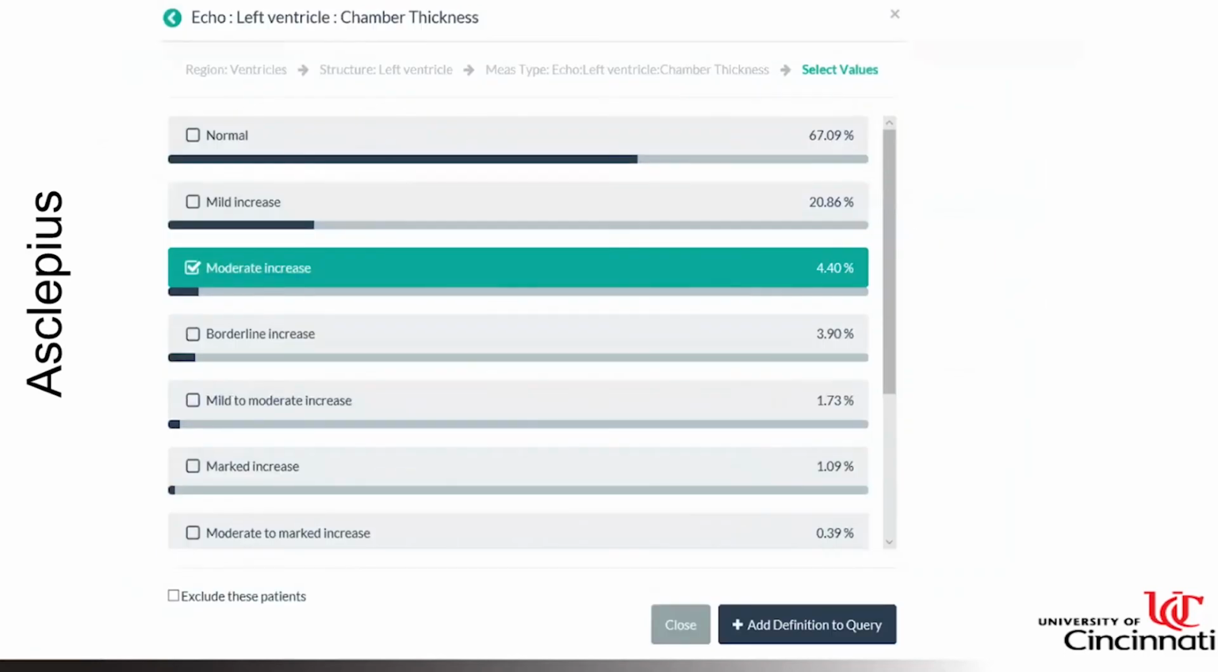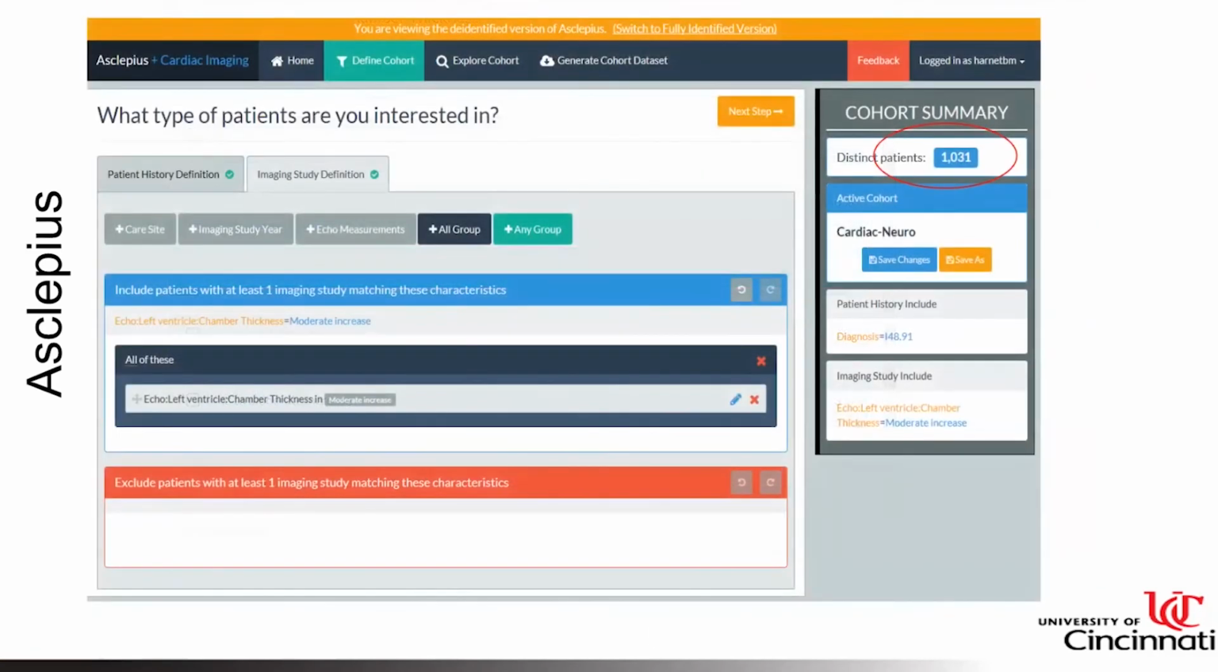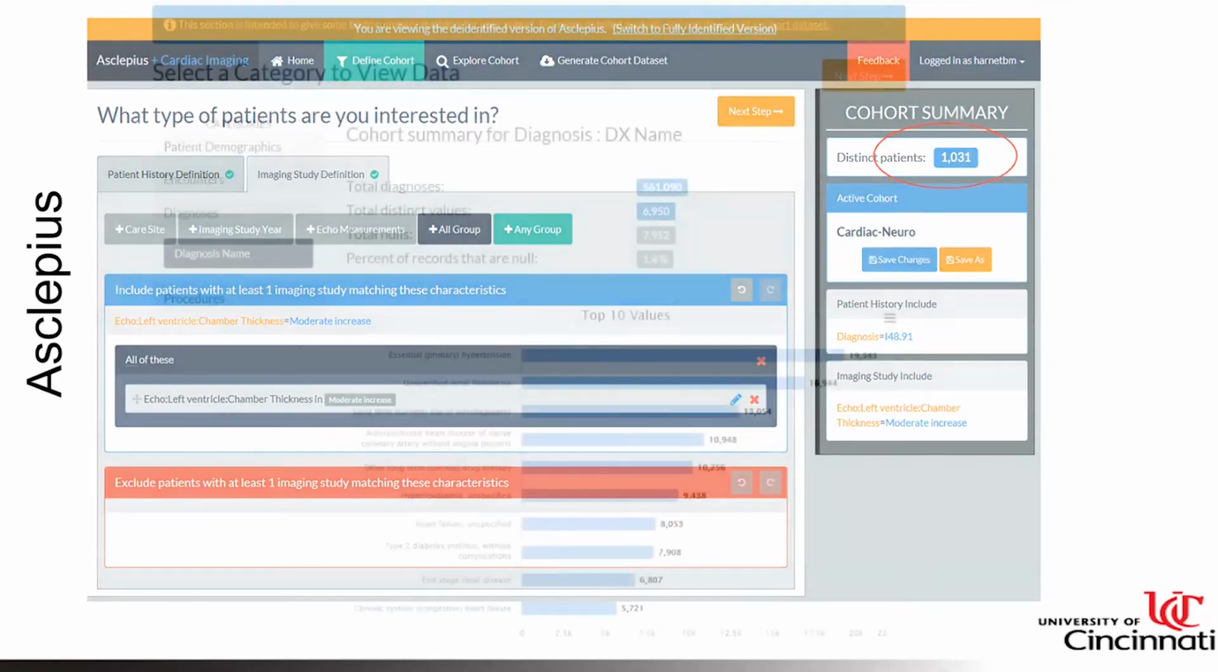Okay, so now we started with 19,000 patients. As soon as we add another criteria, now we're down to 1,000 patients. So now it gets much smaller. You can see on the right-hand side, there's our diagnosis code, and then here's our imaging study inclusion criteria, which is a moderate increase in thickness of the left ventricle. And the numbers get smaller.